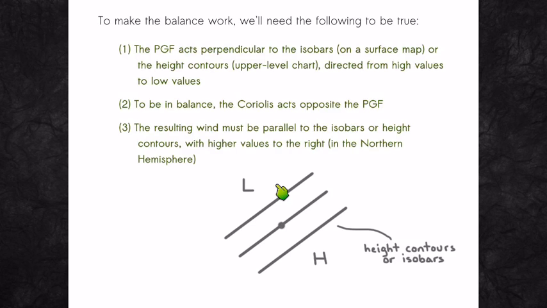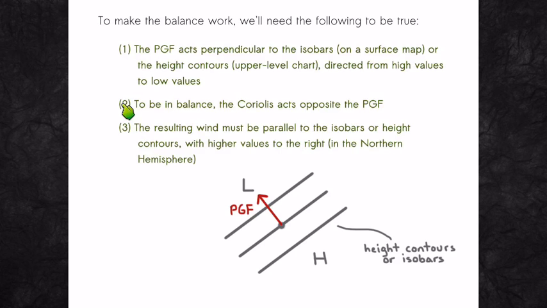So let's suppose we're interested in this point right here in the middle, and we're trying to diagnose what the flow looks like at that point based on the information that we have in terms of the pressure. Well, the starting point, which is number 1 up here, is that the PGF always acts across the isobars, perpendicular, from the higher side to the lower side. So our pressure gradient force is going to push from higher to lower across the isobars. The important point again is that it's always across the isobars, perpendicular. Okay, so that tells us about the PGF.